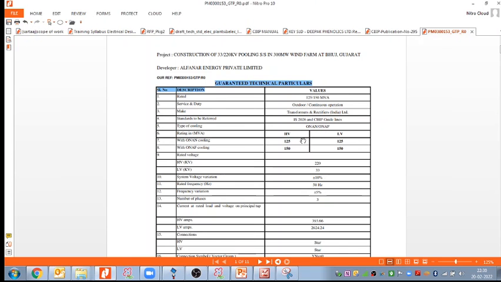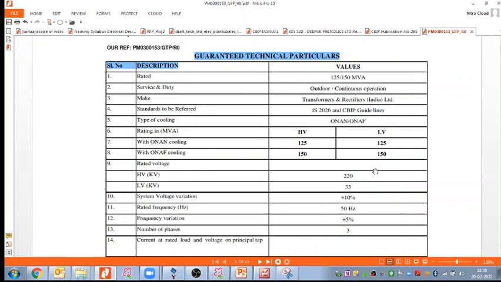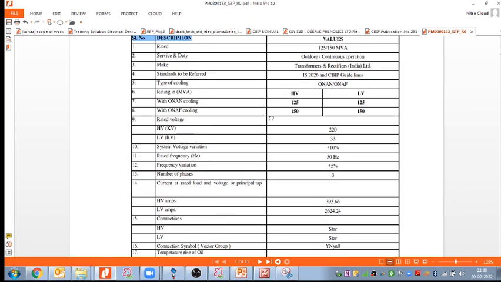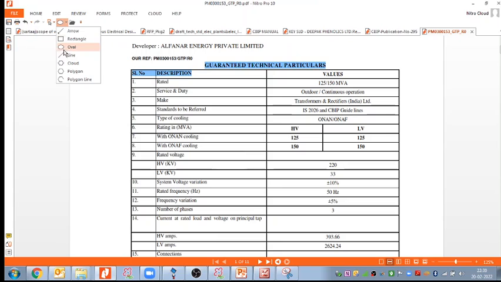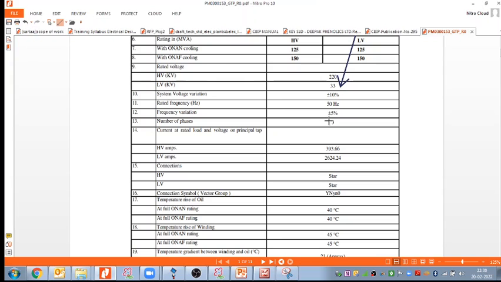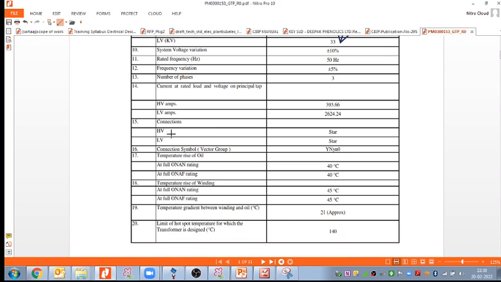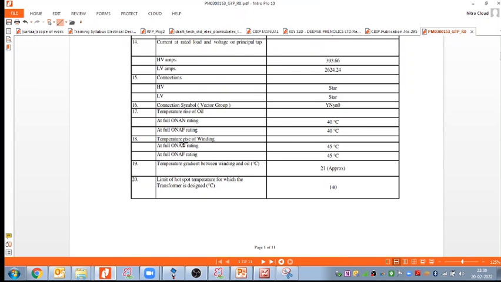Let us first see the temperature. So what I need to check, not only this much. Let us check the GTP. At the top of the GTP, rated power this much, 150 MVA, and then the HV power. Then voltage 220/33 kilovolt. Then percentage voltage variation, number of phases, 3 phase, HV current, LV current. Then you can see 40, 40.